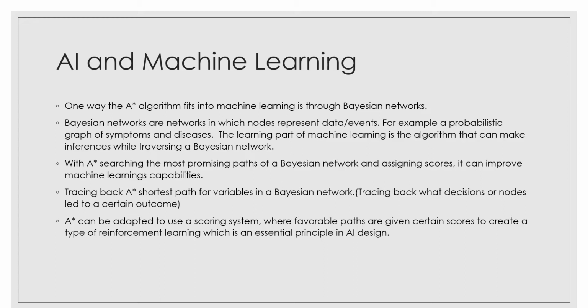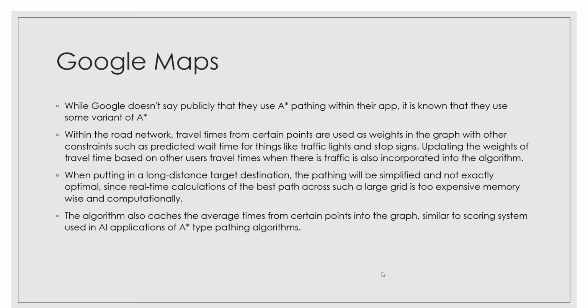A-star could also be adapted to use this scoring system, as I said before, where it reinforces certain paths by upgrading the score, giving a set of which is the most favorable way to get to a certain point, or what factors are the most important leading up to a certain outcome. And Google Maps doesn't say explicitly that it uses A-star, but it's pretty much known that they use some kind of variation of it.